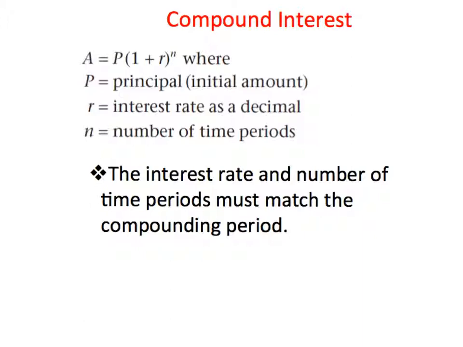So it's really important that the interest rate and the number of time periods match the compounding period. That means if interest is being compounded monthly, you want the interest rate to be a monthly rate and you want n to be the number of months. If interest is being compounded yearly, you want a yearly interest rate and n will be the number of years.